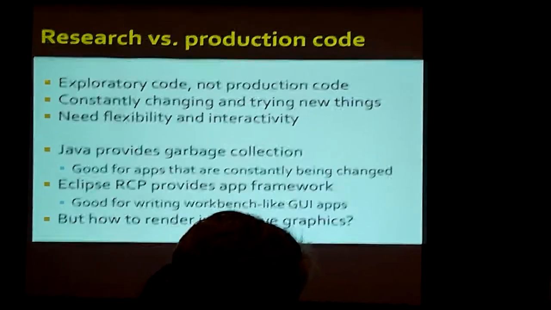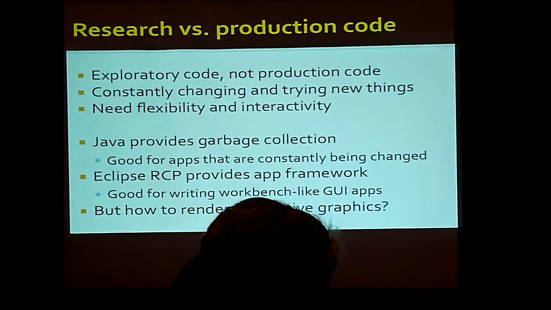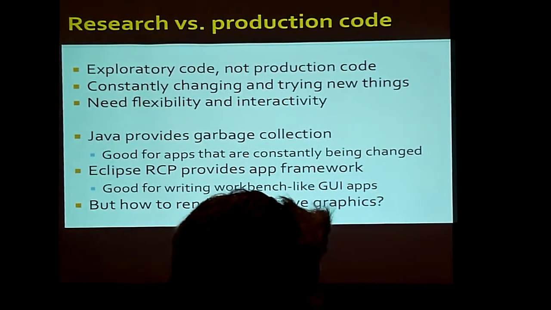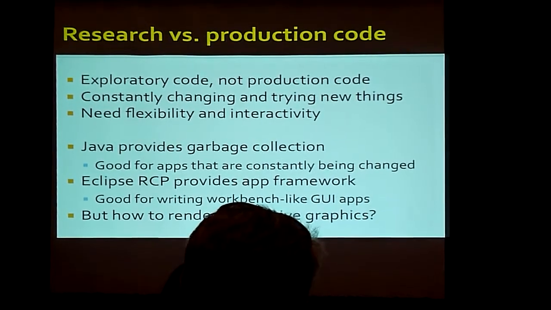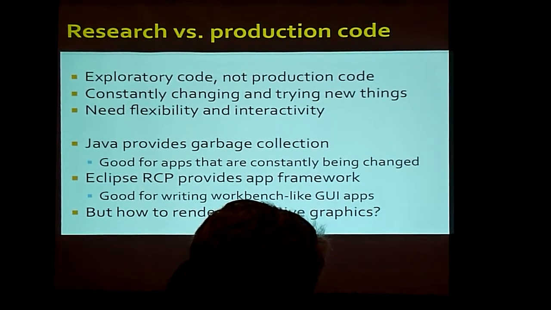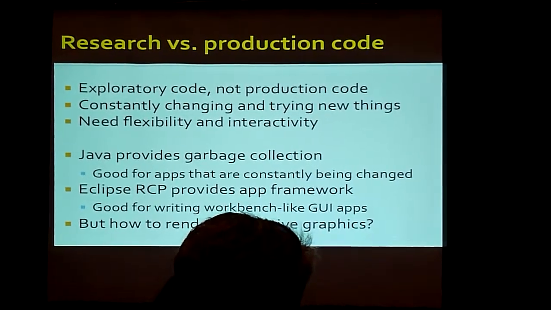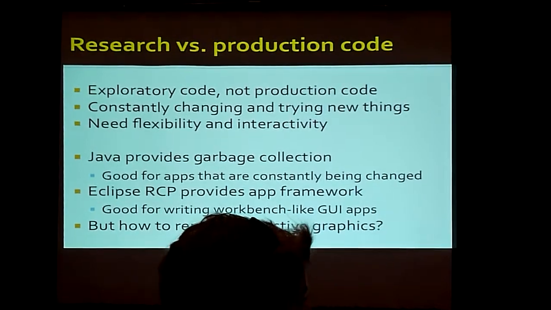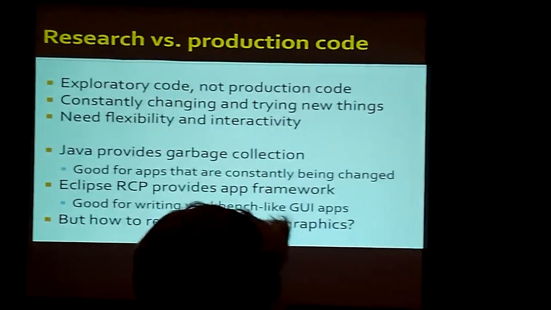But in my case, since this is exploratory code, it's not production code, it's always being changed. So I've got to have flexibility to move things around. I program it in Java, so I don't have to worry about the garbage collection aspect. The data structures involved are very complex and linked together. It's difficult to get all the garbage and disposal aspects of it right manually, so I can just let Java worry about that for me.